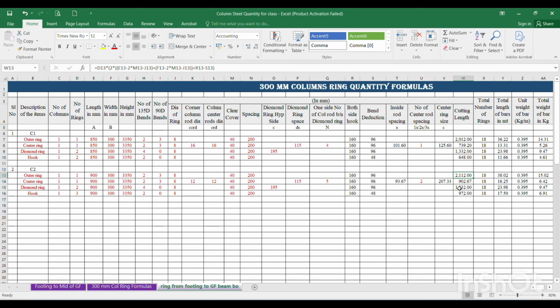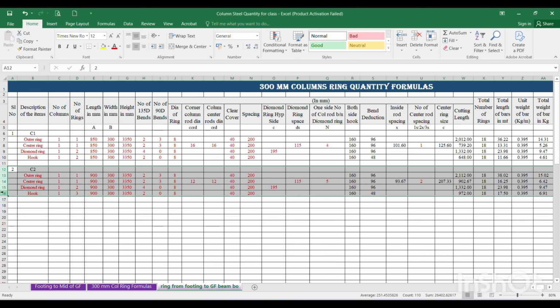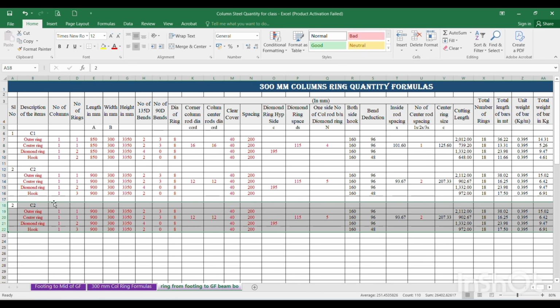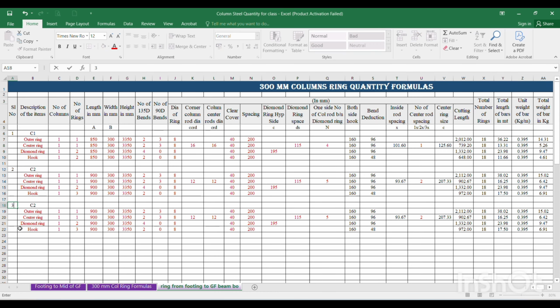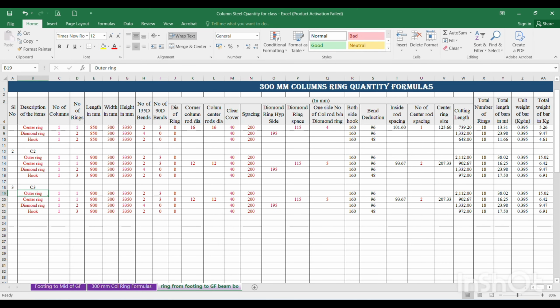Then as usual, all the cutting length formulas are copied over here, number of rods, number of lengths, everything is copied over here. Then the C2 column calculation is over. Then go to C3, again copy this C2 column with Control C and insert one line below for this third column, change the serial number to 3 and column number to 3, and the rings are the same.